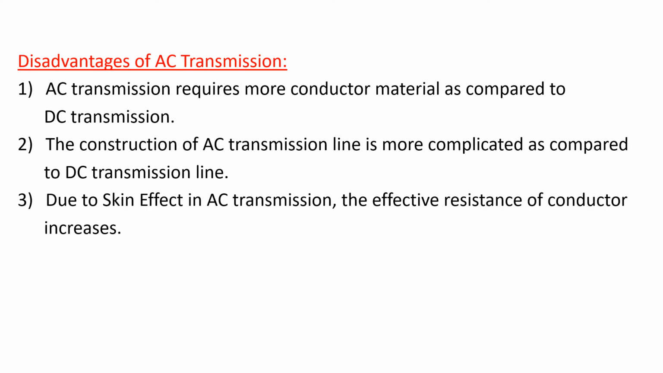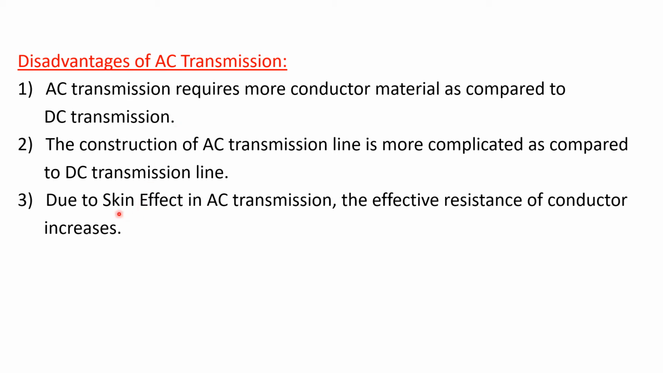And the disadvantages of AC transmission systems are: AC transmission systems require more conductors when compared with DC transmission systems, because as we already discussed, in DC transmission systems we need two conductors, but for AC transmission we need three conductors. So the need for conductors, and thereby the need for insulation, is also much higher in alternating current transmission systems when compared with DC transmission systems.